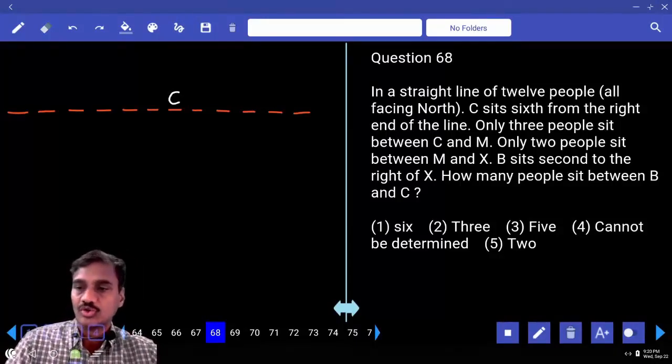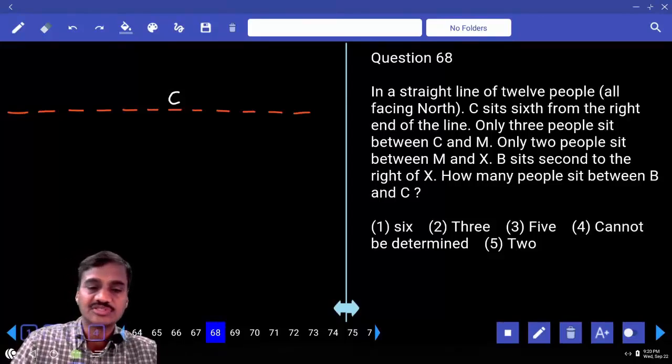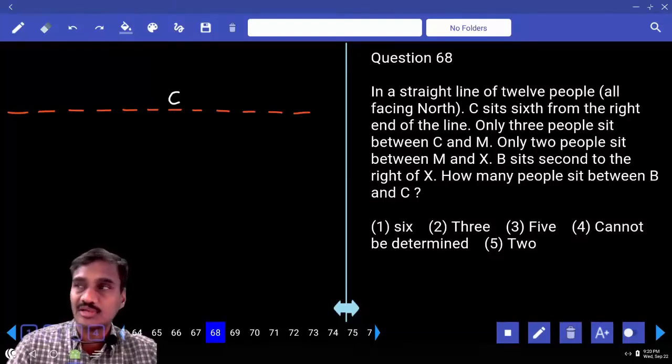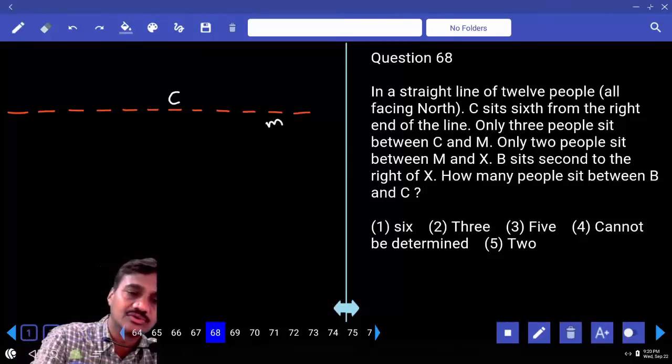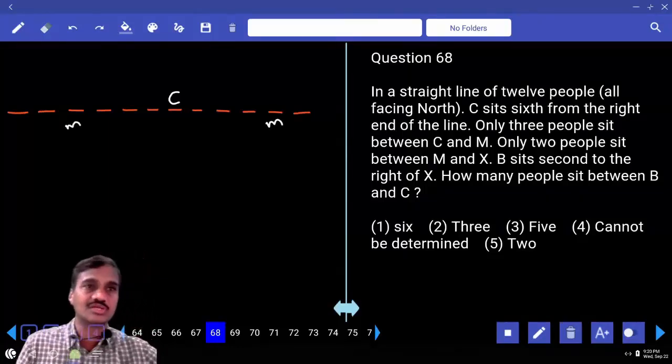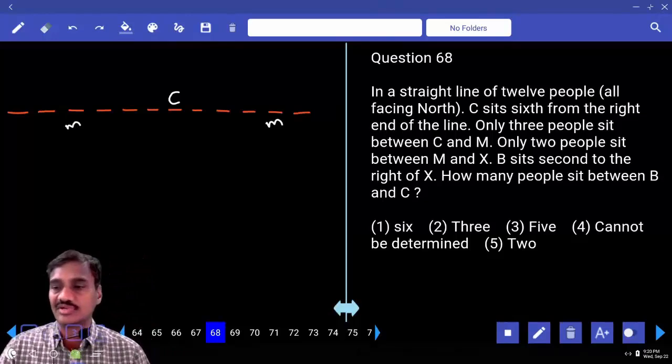And next one, only 3 people sit between C and M. Tell me how many people are there between C and M? Exactly 3. Whether M can be right hand side of C or left hand side. Any possibilities? 2 possibilities. M can be here, or 1, 2, 3, M can be here. Two cases are coming, right? Now in between C and M we need to have exactly 3.